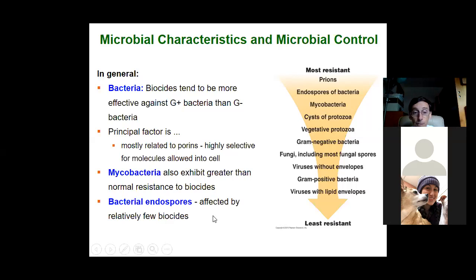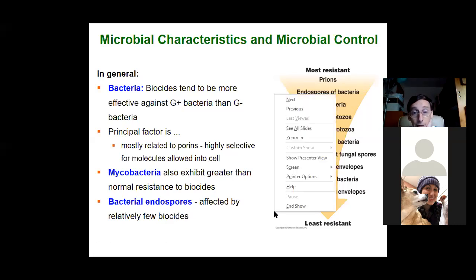Only a few of the biocides work on endospores, such as the peroxides and the sterilizing gases. Not much else is effective on endospores. Any question about any of that?